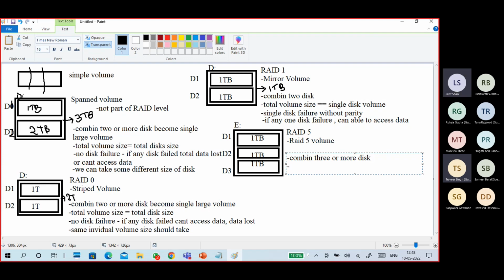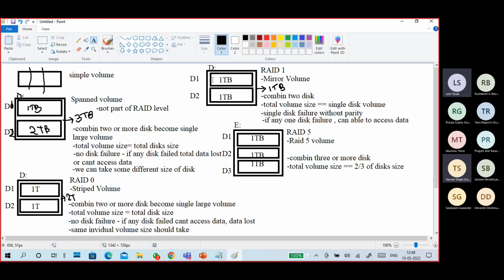Next, total volume size. You get 2 by 3 of the total disk size. 2 by 3 means you are combining 3 disks, right? If you take 1 terabyte each, how much will you get? It is 2 terabytes, that is, 2 disk volume size. I've already written it now, so then you can change.